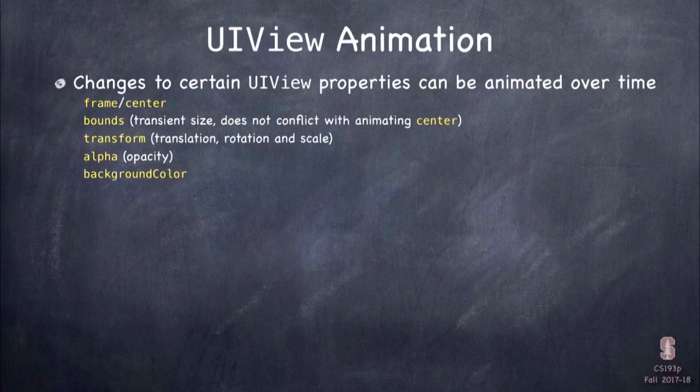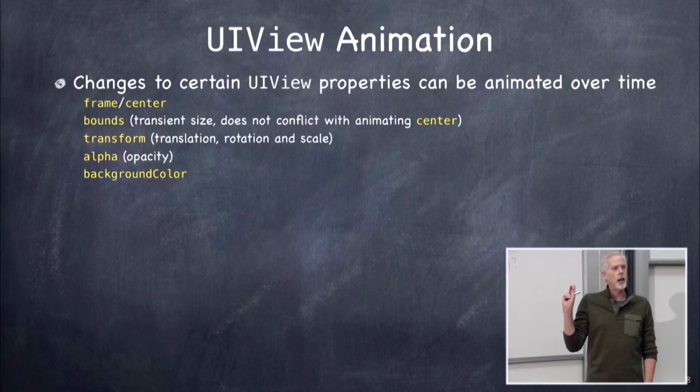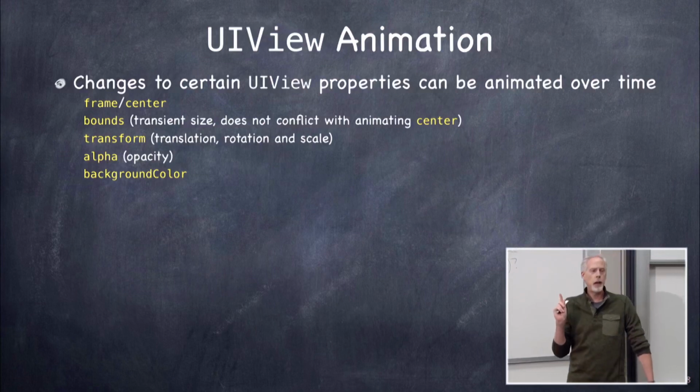The first is UIViewPropertyAnimation, and it's exactly what it sounds like. You can animate these yellow properties on your view. This is really the only things you can animate using this UIViewPropertyAnimation mechanism. But it's pretty powerful, right?